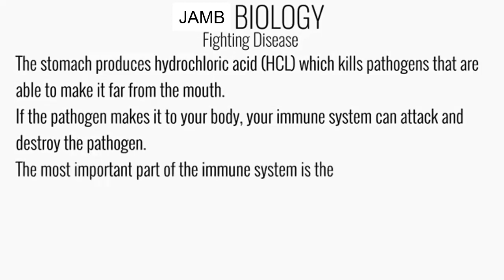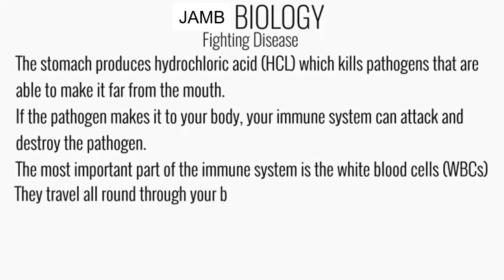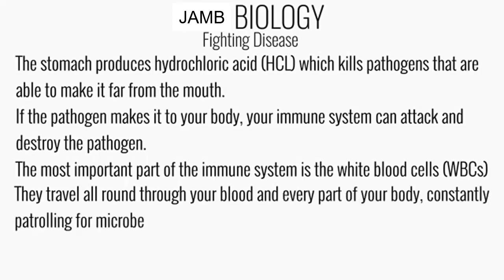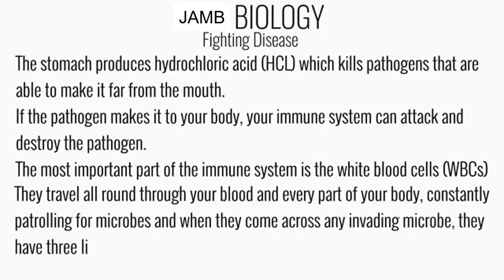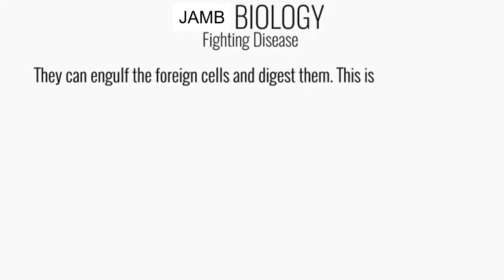The most important part of your immune system is your white blood cells. They travel all around through your blood and every part of your body, constantly patrolling for microbes. When they come across any invading microbe, they have three lines of attack. First, they can engulf the foreign cells and digest them. This is known as phagocytosis.